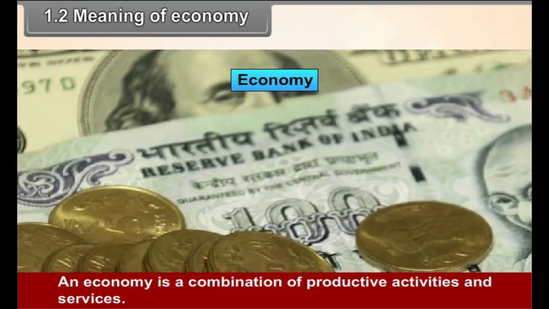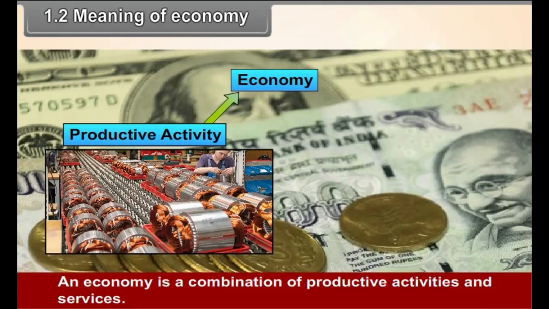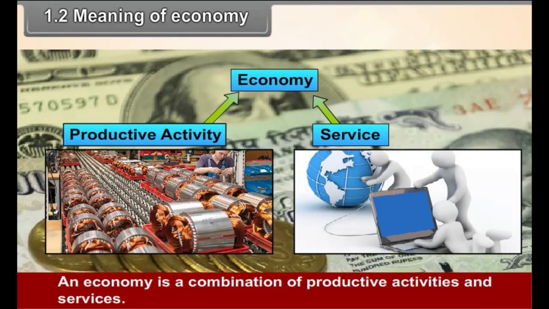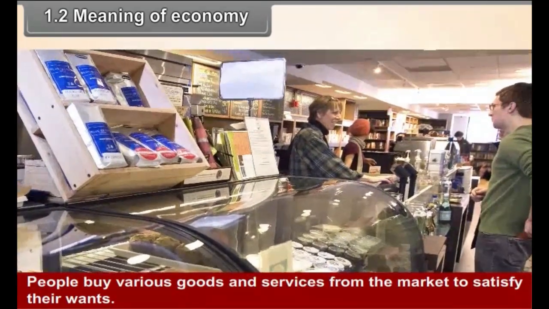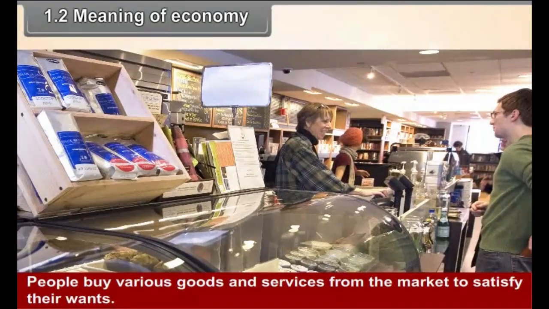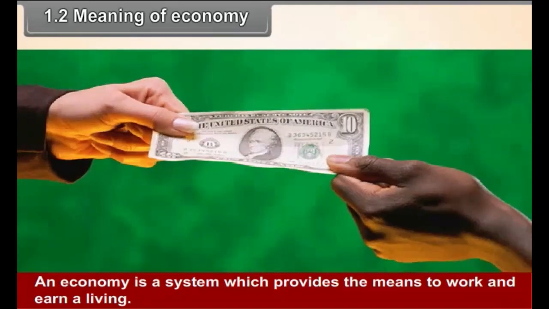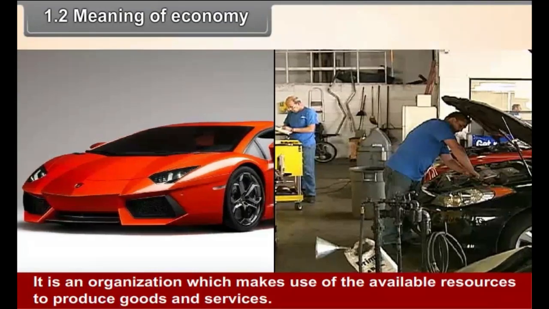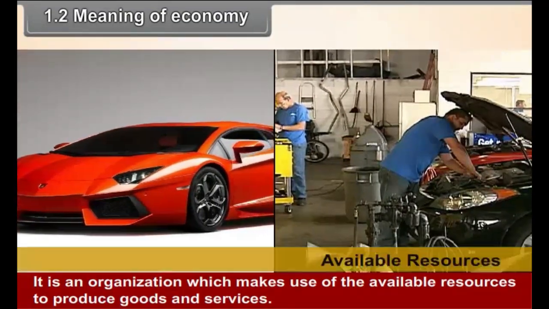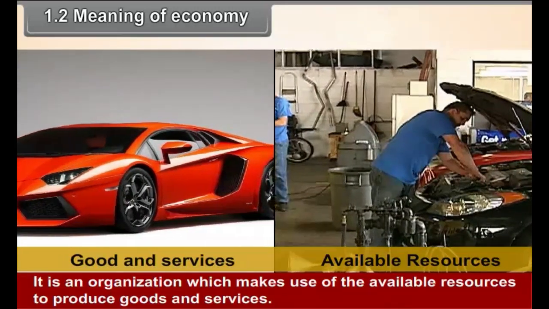1.2, Meaning of an economy. An economy is a combination of productive activities and services. People buy various goods and services from the market to satisfy their wants. An economy is a system which provides the means to work and earn a living. It is an organization which makes use of the available resources to produce goods and services.